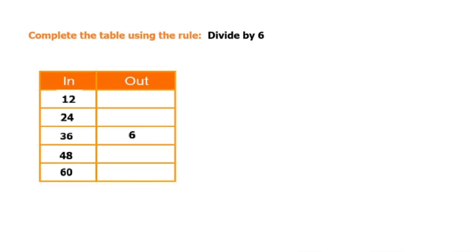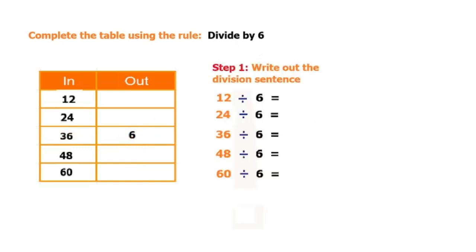In this video, we're going to complete an input-output table with a division rule. So if we have a problem like this that says complete the table using the rule, divide by 6. These are the input numbers, 12, 24, 36, 48, 60, and these are the outputs. So they've given you this answer, and what you're supposed to do is you take the input number and divide by the rule, and it's going to give you the output number.